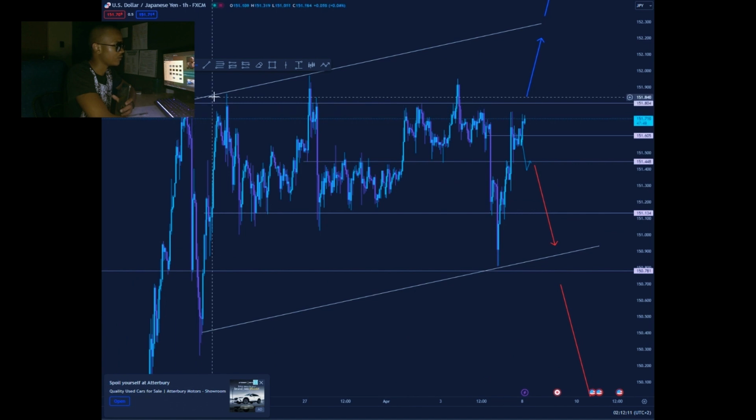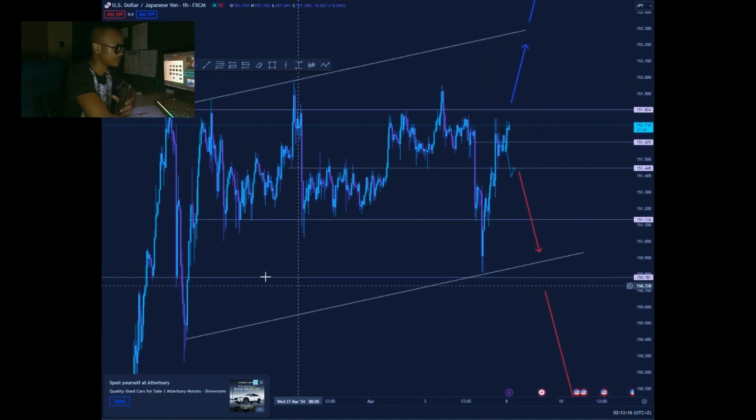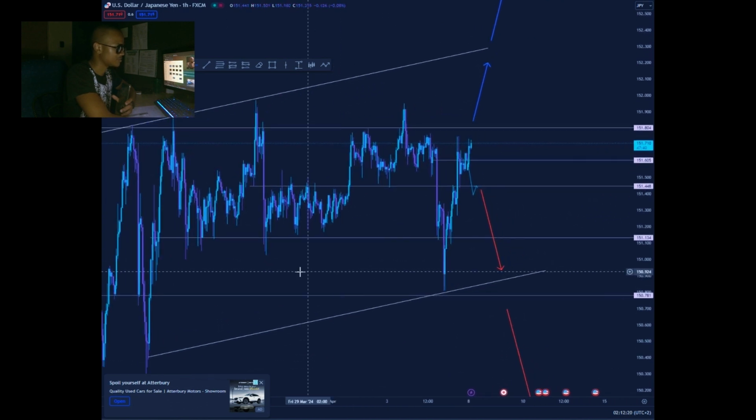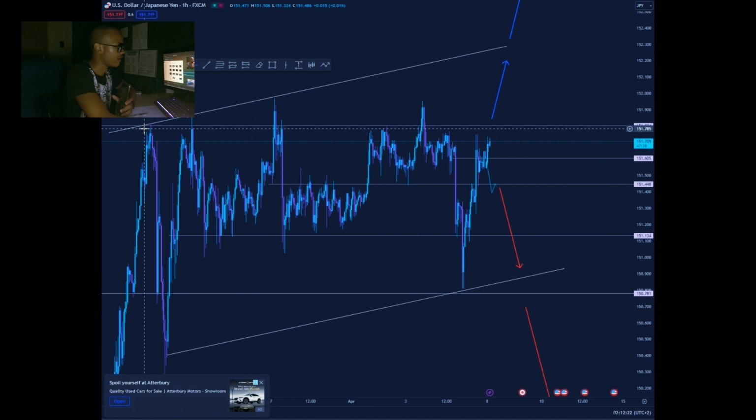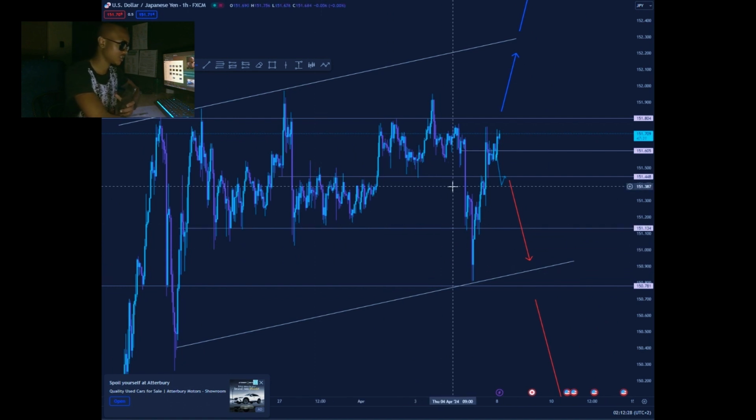On the 1 hour, we have a trend-based support and resistance trend, right? You see that this structure over here is bullish. In this bullish structure, we see that we have higher highs and higher lows, right? So we are looking for bullish opportunities on this structure.